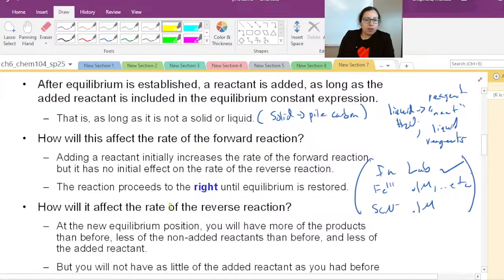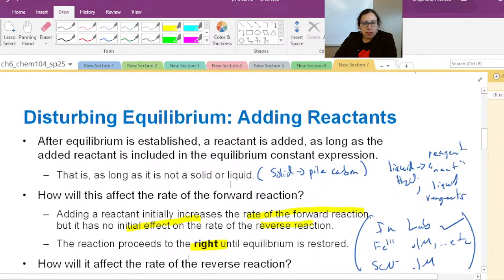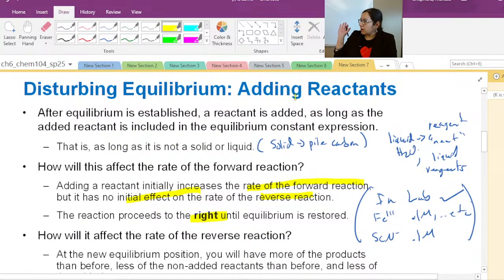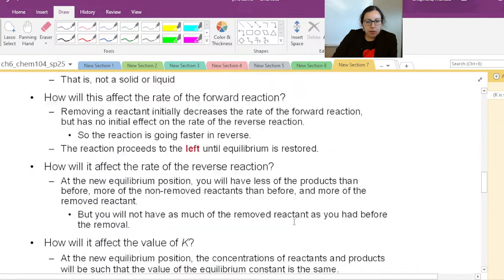All right, so then back to these words again. We're trying to look at what they're saying. Adding a reactant initially increases the rate of the forward reaction, and that makes sense. You have a lot of reactants, and now it's going to pump out some more product. No immediate change in the rate of the reverse reaction. That makes sense. Then it's going to proceed to the right until equilibrium is restored. So we're going to add reactants, and then we're forcing it to make more products temporarily until we get equilibrium.